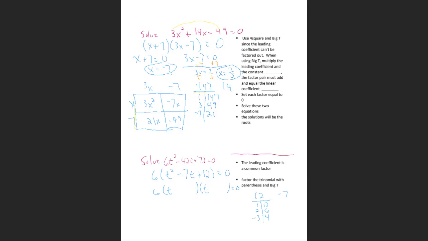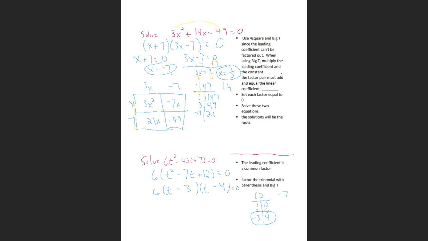So that negative 3 and that negative 4 are going to be the factors that I use to build the rest of the factoring. So I'm going to have a -3 here and a -4 here.